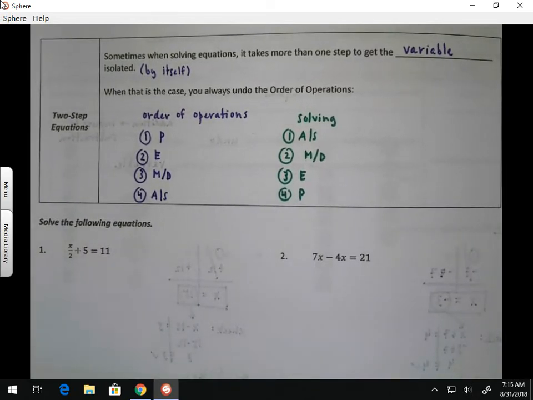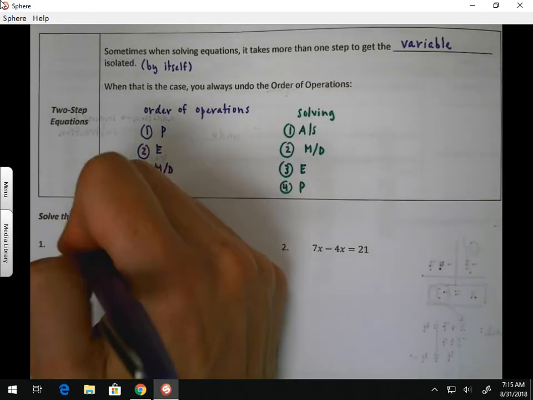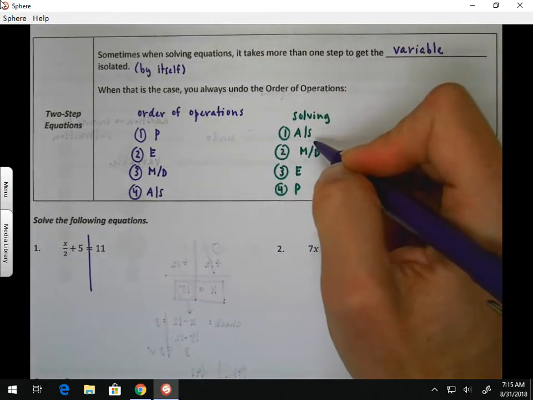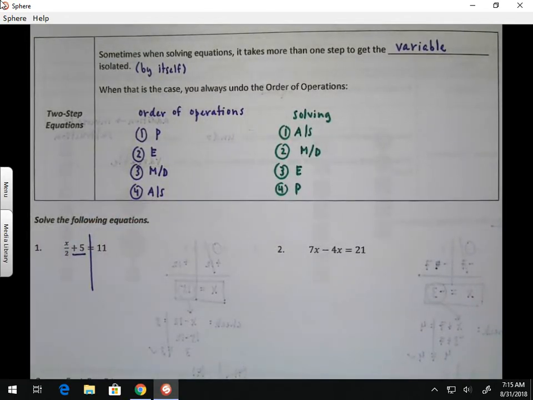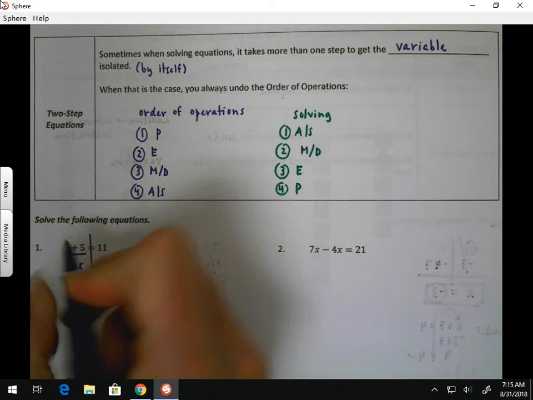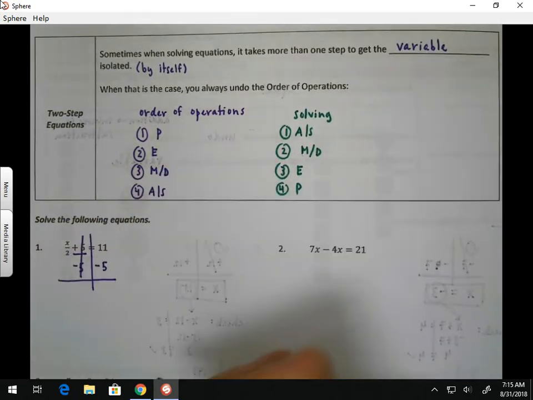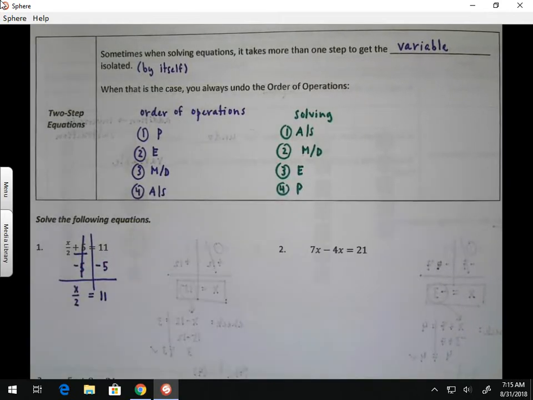And I think we'll only do 2 examples for the purposes of this video. So for number 1 here, when I'm solving, it says first undo any addition or subtraction. So I look in my problem and I notice that I have a plus 5. So I need to get rid of that first. Since I see addition, I know the inverse of addition is subtraction. So I'm going to subtract 5 from both sides. Now 5 minus 5 is 0, so that goes away. I still have my x over 2 equal to 11.